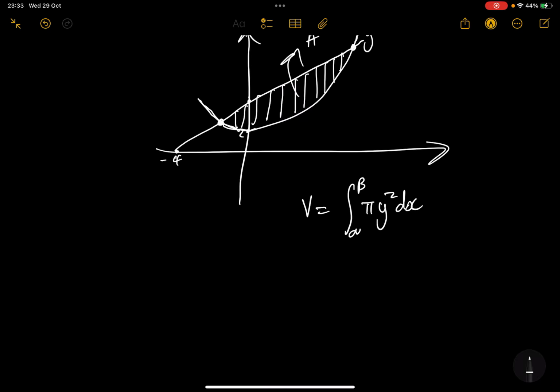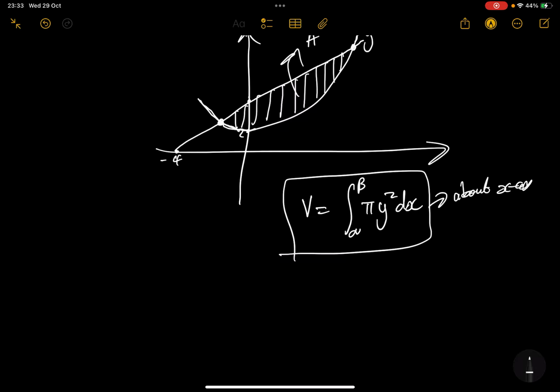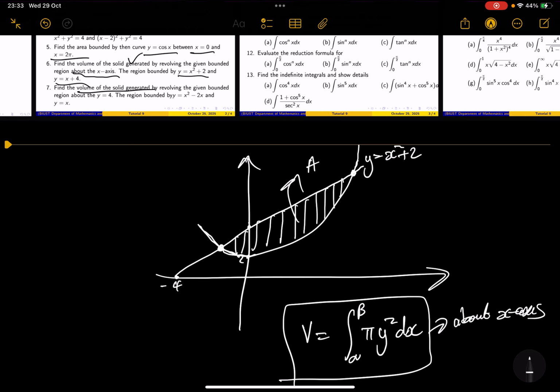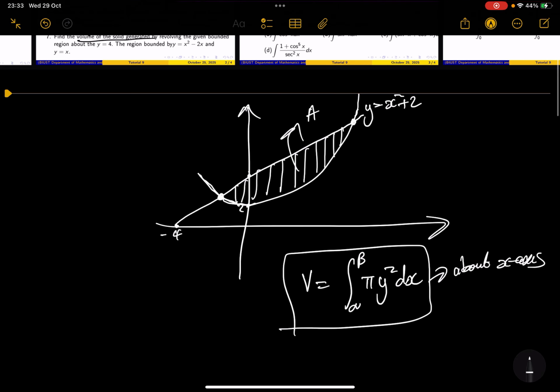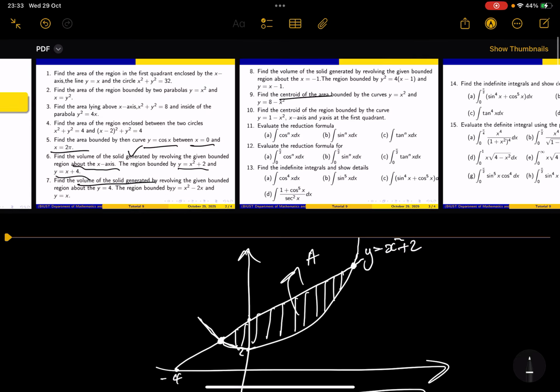So that's how we find the formula that we're going to use, since it's about the x-axis. So now we need to find alpha and beta, our limits. How do you find that? Those are the intersection points, so it means we equate the two graphs.